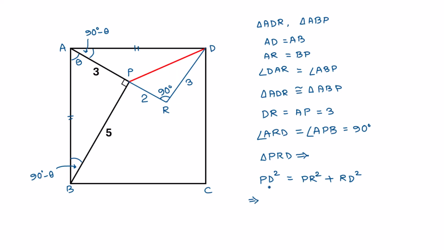Or this PD square is equal to PR. This is 2 unit, so 2 square plus RD, this is 3 unit, so 3 square is equal to 3 square is 9 and 2 square is 4, so 2 square plus 3 square is 13, and taking a square root we will get the value of PD is equal to square root of 13, and this is the distance between this P and D, which is square root of 13, and this is the solution of our given problem.